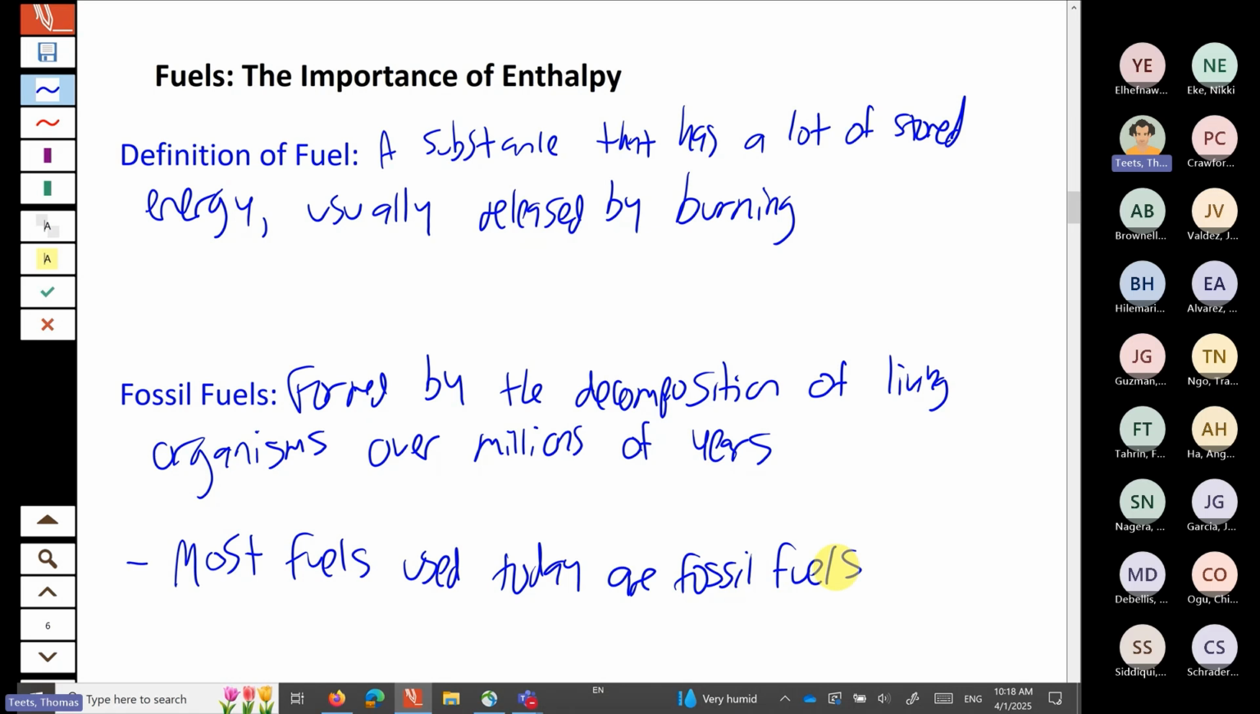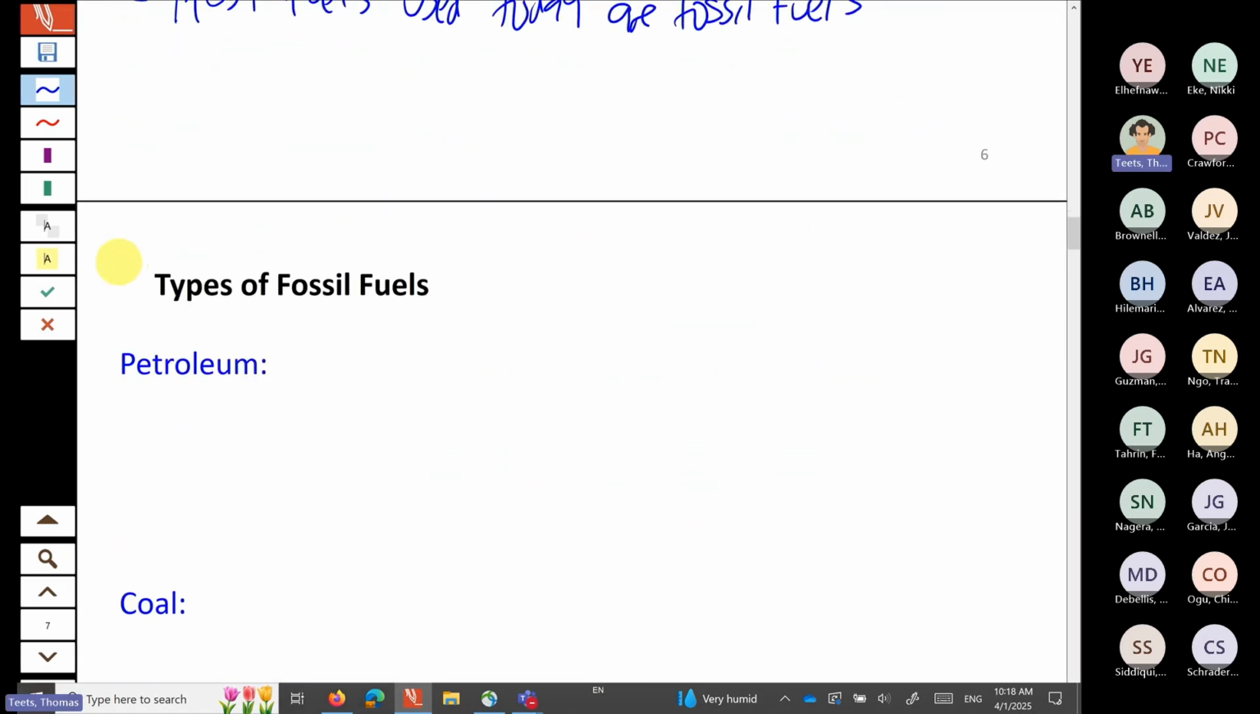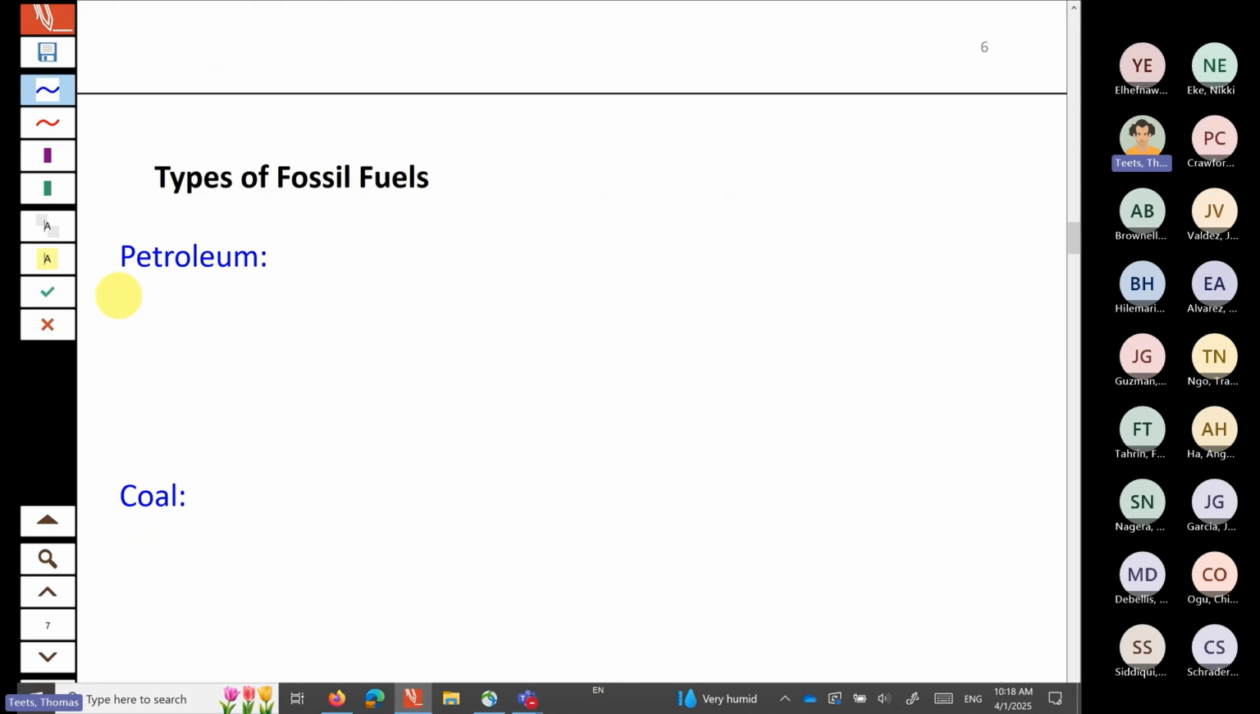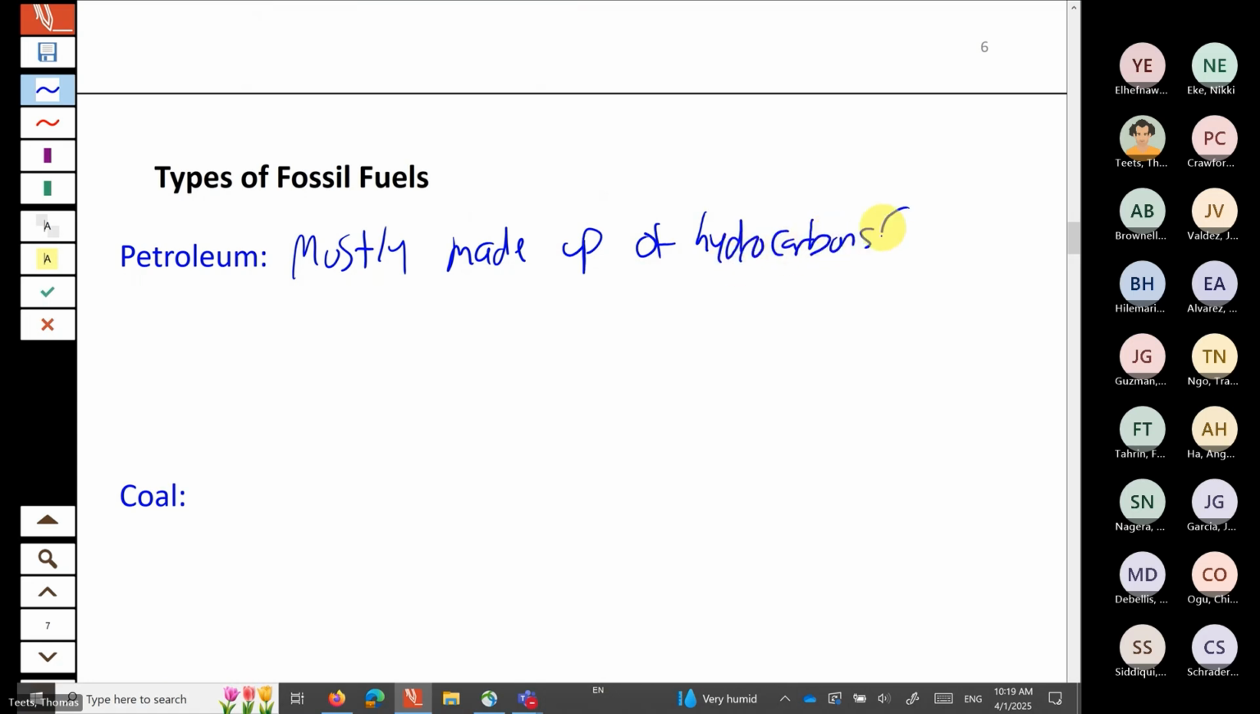So the first thing we're going to cover are what are the types of fossil fuels that we have. There's two major categories of them, and the first is petroleum. So petroleum is a liquid substance and is mostly made up of hydrocarbons. If you haven't heard me say that word yet, a hydrocarbon is a substance that only has carbon and hydrogen in the formula. As I said, it's a liquid.